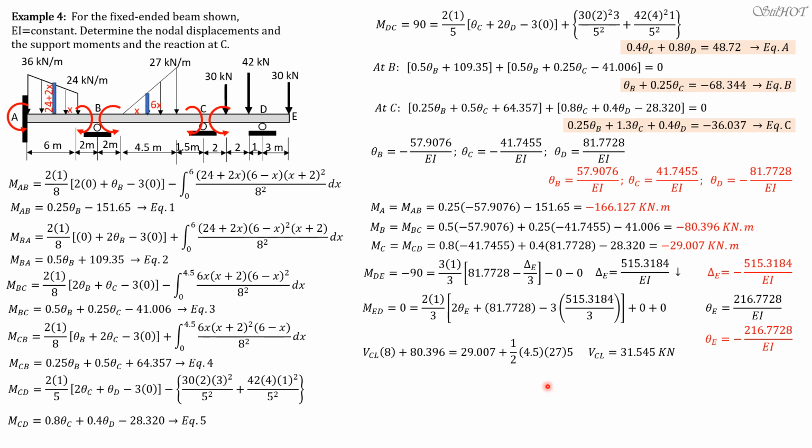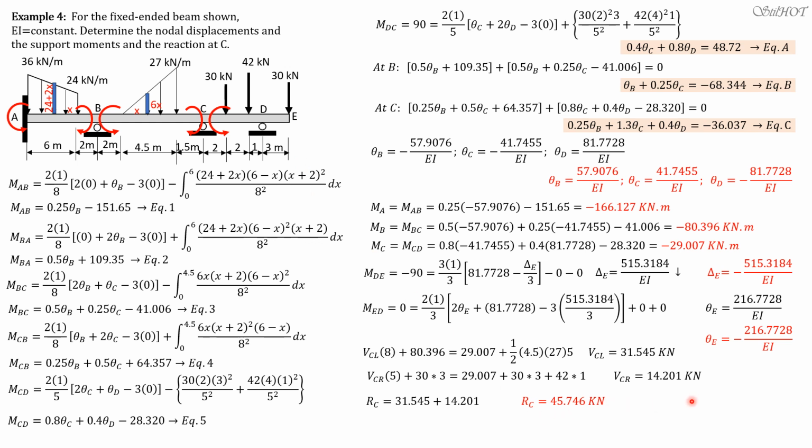Then consider CD. We sum up moment about D. So shear at C just to the right times 5 plus 30 times 3 equals moment at C, which is 29.007, plus 30 times 3 plus 42 times 1. So you'll get V sub CR equals 14.201.